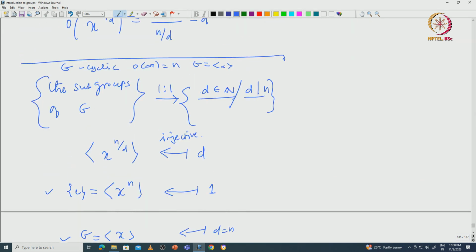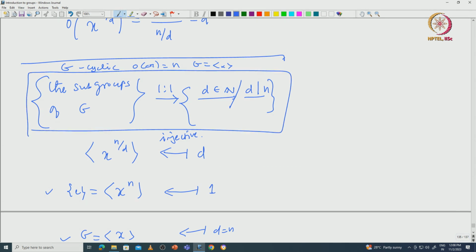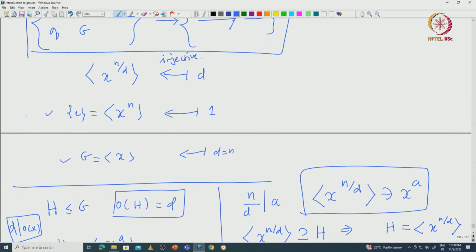So, this actually tells you one more piece of information. If you have a natural number d that does not divide n, then the number of subgroups which have order d inside G must be 0. Okay. There are no subgroups. So, basically we have established a bijection between these things. And this classifies all possible subgroups.